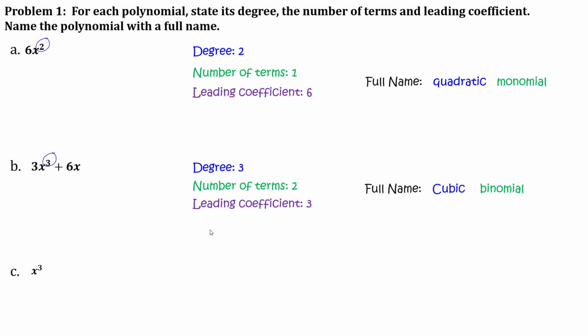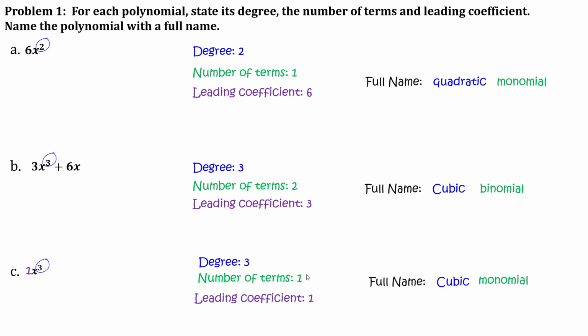And then part C, x cubed. The degree is 3. The number of terms is 1. The leading coefficient is not 0, it's 1. Because when there is nothing in front of a term, there's no visible coefficient in front of it, there's an implied 1. So degree 3 means cubic, number of terms 1 means monomial. This is a cubic monomial. All right.